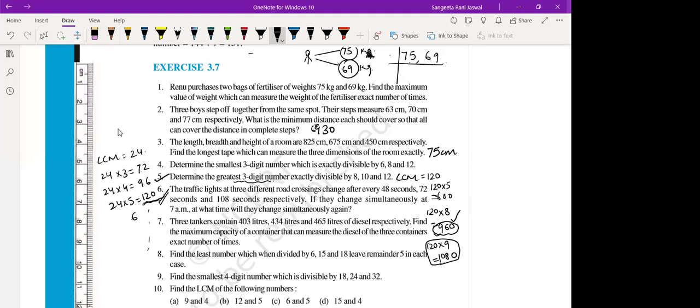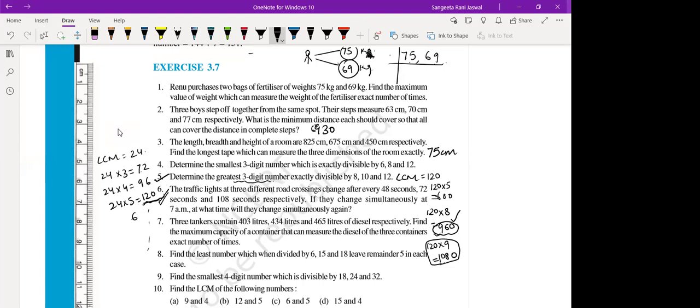The question says that 3 traffic lights at 3 different road crossings change after every 48 seconds, 72 seconds, and 108 seconds. That means the 3 lights are changing after different time intervals. One changes after 48 seconds, another after 72 seconds, the third after 108 seconds. If they change simultaneously at 7 a.m., at what time will they change simultaneously again?